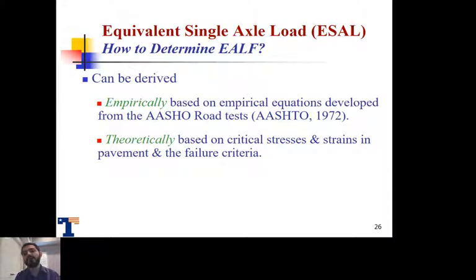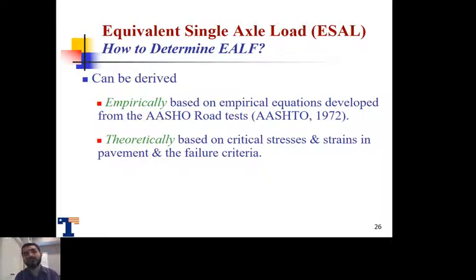So how can we determine the ELAF? It can be derived empirically, or it can be derived theoretically. The way we derive it empirically is based on the empirical equations that were developed from the AASHTO Road Test in 1972. It can also be derived theoretically based on critical stresses and strains on the pavements and the failure criteria.